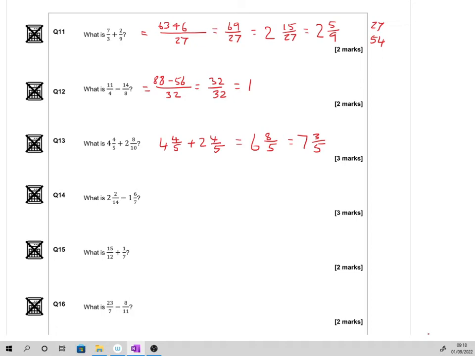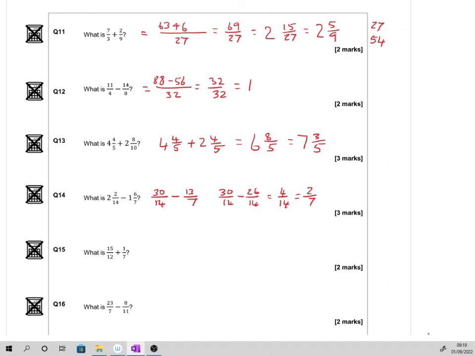So this one is a negative, so we'll turn them into top heavies. So 30 over 14 minus 13 over 7. Change that into 14ths. So we've got 30 over 14 minus 26 over 14, which equals 4 over 14, which equals 2 over 7.